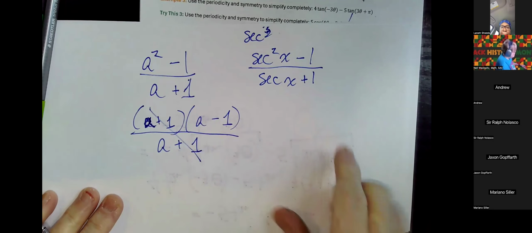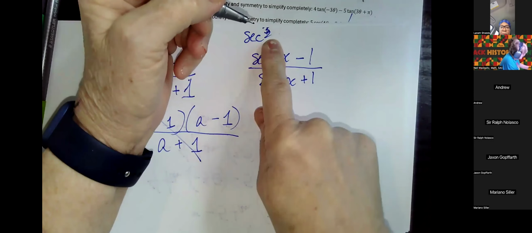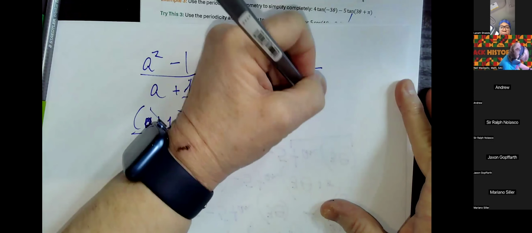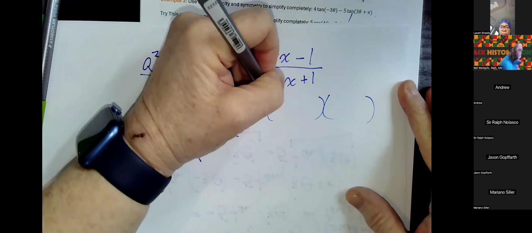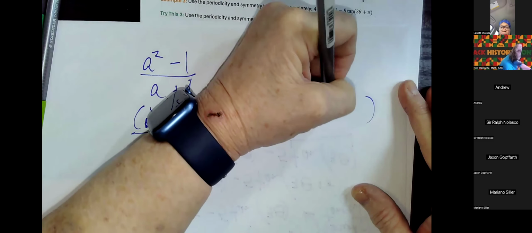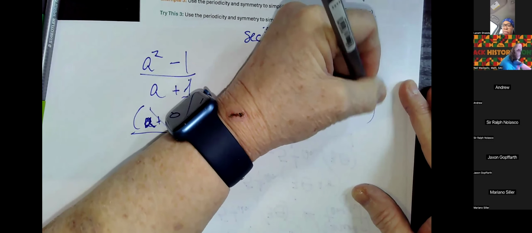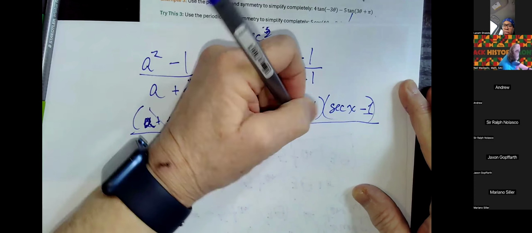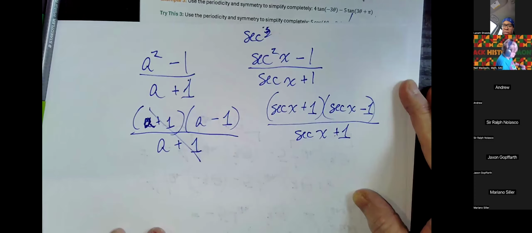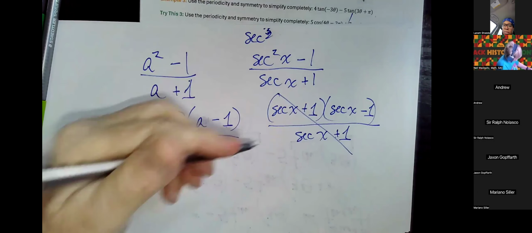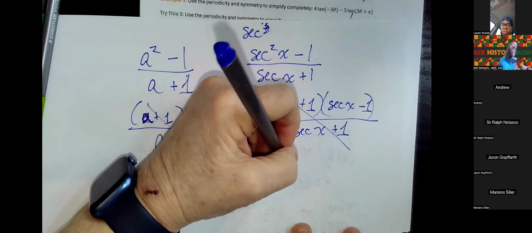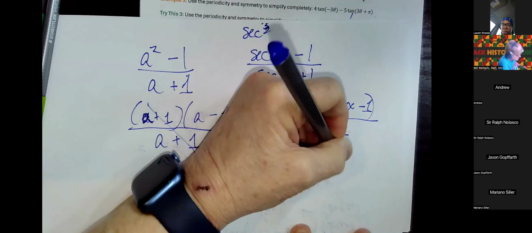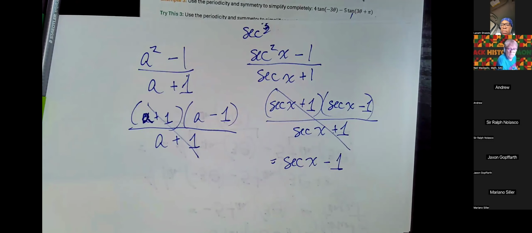We can do the same thing here. Secant squared x minus 1 is secant x plus 1 times secant x minus 1, all divided by secant x plus 1. And we can divide out the common factor. We're left with secant x. Cool.